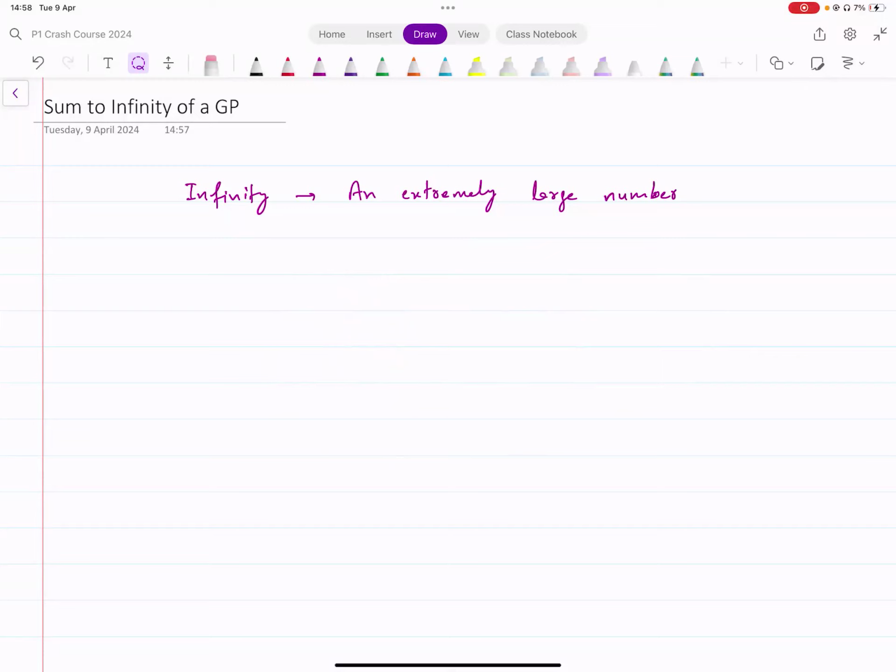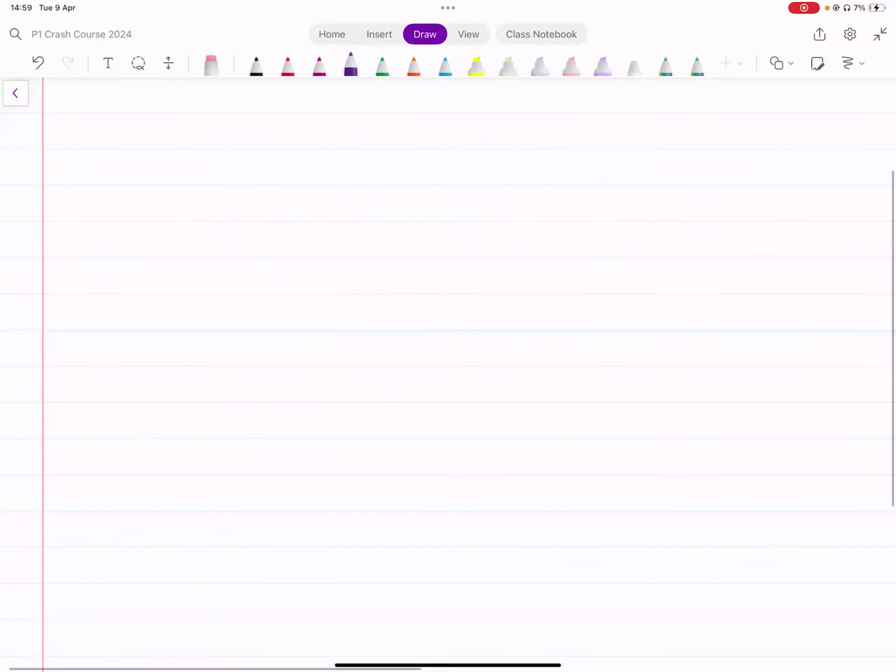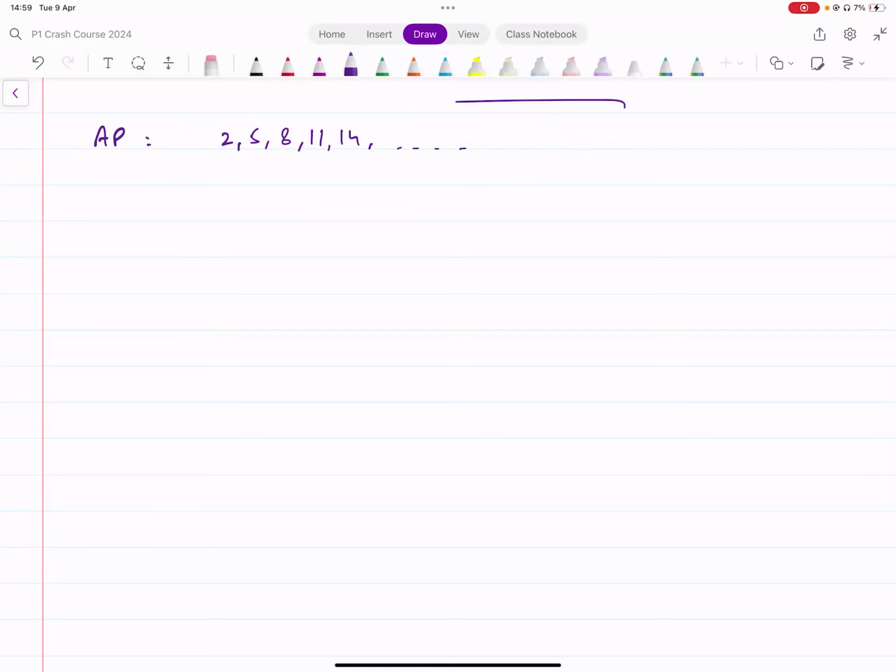Now, what we want to do is find the sum to infinity of a geometric progression. First of all, sum to infinity does not exist for an arithmetic progression. So what does sum to infinity mean in the first place? Let's talk about that. Sum to infinity basically means, for example, if you had a progression like this, 2, 5, 8, 11, 14, and so on, and this sequence was to go on forever like this, what would be the sum of all of those values?